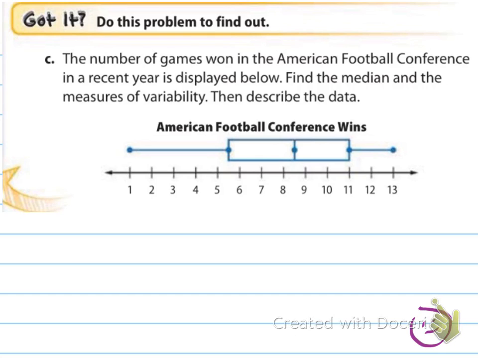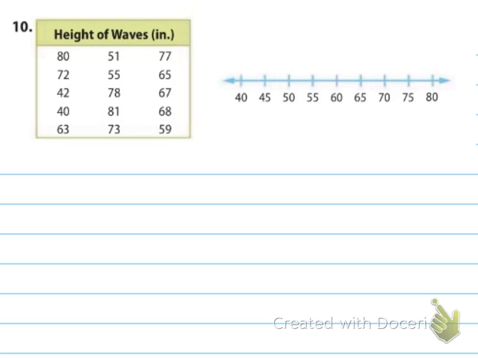All right, so you should have written that the lowest amount of wins in the conference was 1, and that the highest amount that any team has won was 13. Then the median would be about 8.5 wins, and the first and third quartiles, where 50% of the data will lie in between, will be between 5.5 and 11. That is where most of the data, or 50% of the data, would be.